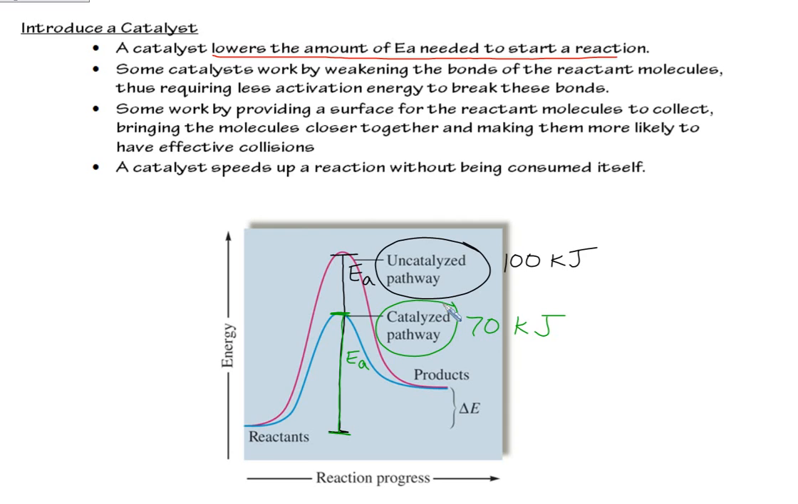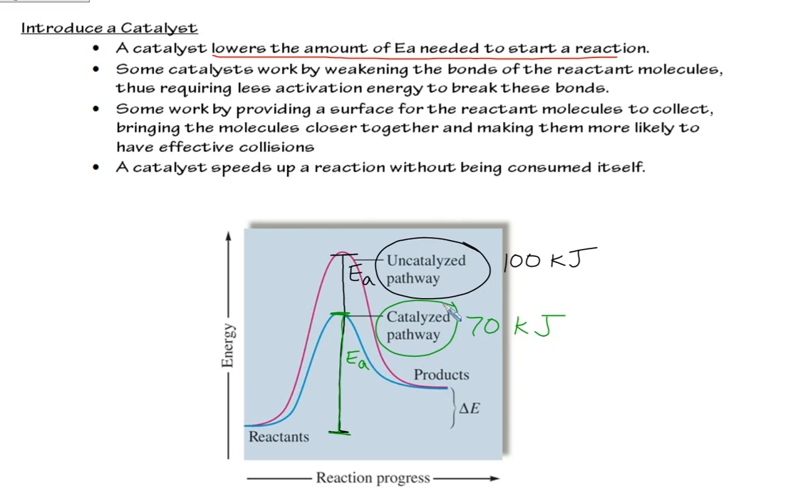Some catalysts work by weakening the bonds of the reactants. If they start to weaken those bonds, again, I might not need as much energy to get to that activated complex, that transitional state where the reactants are starting to break bonds and get ready to form new bonds.